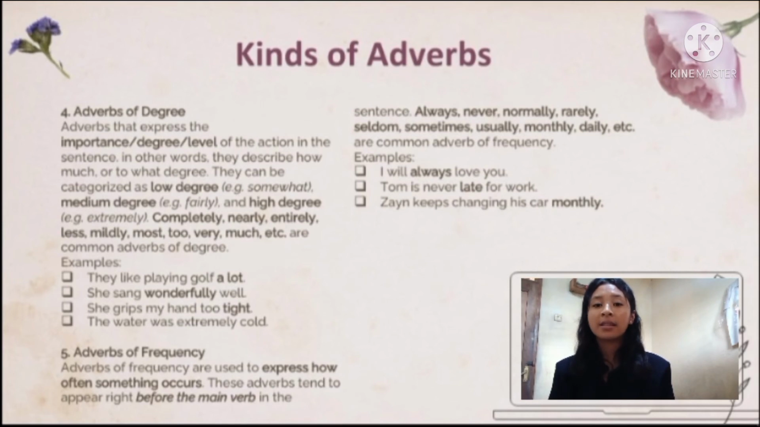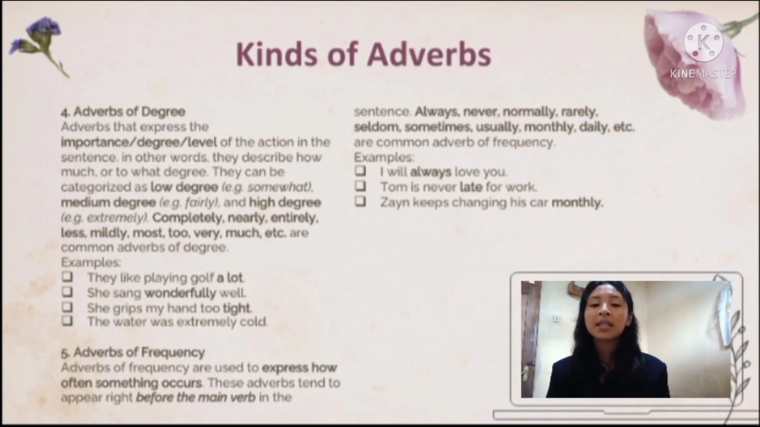Well, the next kind is adverbs of frequency. Adverbs of frequency are used to express how often something occurs. These adverbs tend to appear right before the main verb in the sentence. Always, never, normally, rarely, seldom, sometimes, usually, monthly, daily, and so on are common adverbs of frequency. There are some examples of the use of frequency adverbs, such as: I will always love you, Tom is never late for work, Saint keeps changing his car monthly.